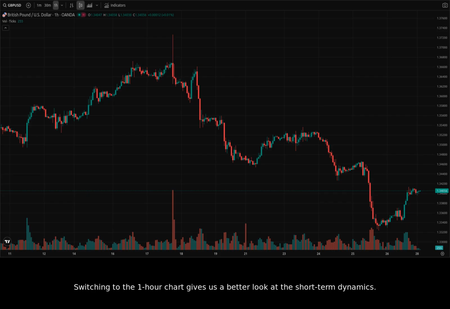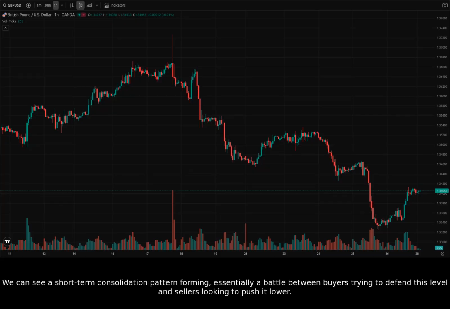Switching to the 1-hour chart gives us a better look at the short-term dynamics. Following the steep drop to the 1.333 level, the price action has been mostly sideways. We can see a short-term consolidation pattern forming, essentially a battle between buyers trying to defend this level and sellers looking to push it lower.